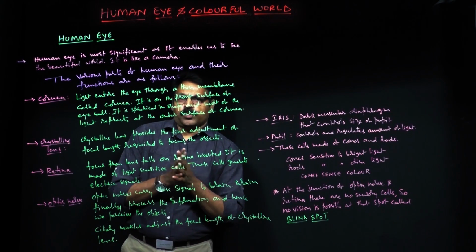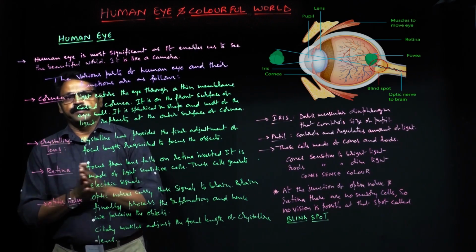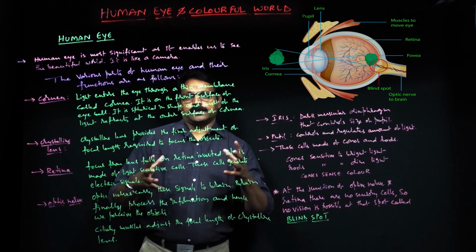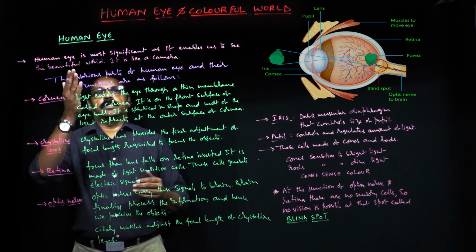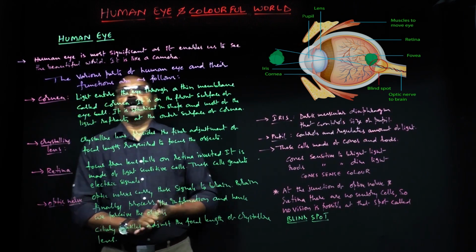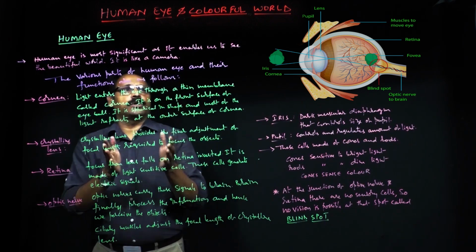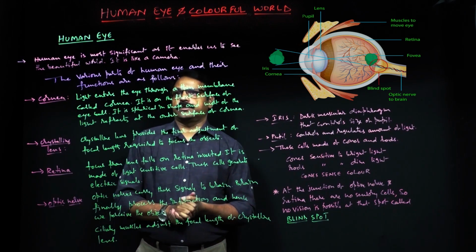We will now look at the most important organ of our body, that is the human eye. Without the human eye there is no life, and it is supposed to be the most important organ of the human body, and that's the reason we can define the human eye as the most significant. It's most significant because it enables us to see the beautiful and colorful world around us.